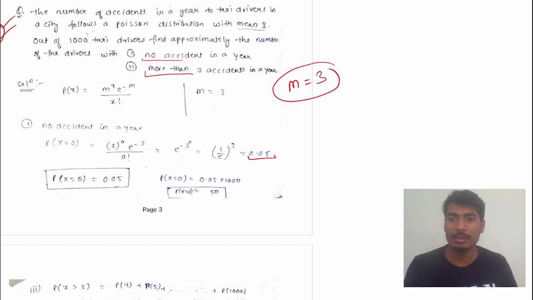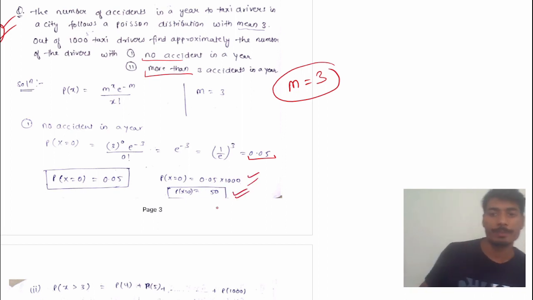0.05. But here they are talking about 1,000 taxi drivers. So at last we have to multiply with 1,000. We got the answer P(x) equal to 0.05, right? So they are talking about 1,000 taxi drivers, so we have to multiply with 1,000. After multiplying by 1,000, we get 50.